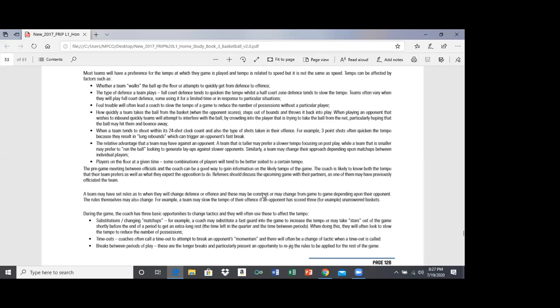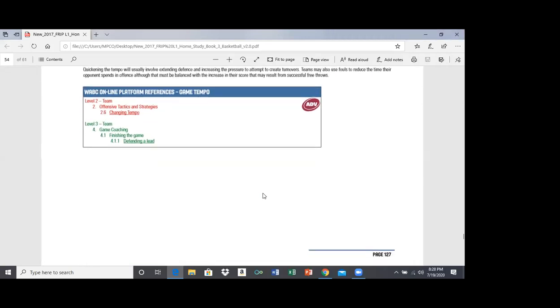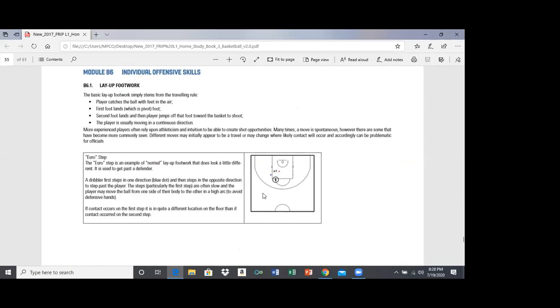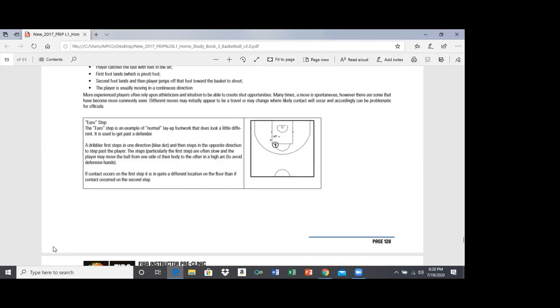Right, individual offensive skills. Layup footwork. The basic layup footwork simply stems from the traveling rule. Player catches the ball with their feet in the air. First foot lands, which is the pivot foot. Second foot lands, and then the player jumps off that foot towards the basket to shoot. The player is usually moving in a continuous direction.